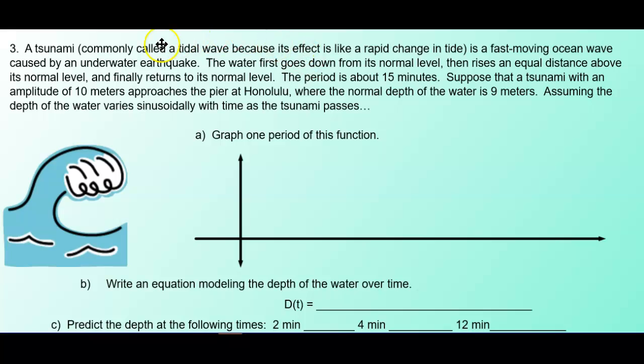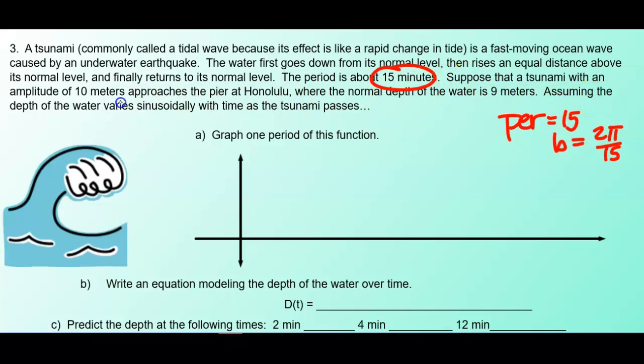All right, 2 more examples. A tsunami or a tidal wave has an effect like a rapid change in tide, is a fast-moving ocean wave caused by an underground earthquake. The water first goes down from its normal level, so wherever normal is, it goes down first. And then it rises in equal, however far it goes down, it then goes above the same amount. Okay? That's the idea they're telling us here. But it says the period is about 15 minutes, so we're going to use this for our period, which makes our b value 2 pi over 15.